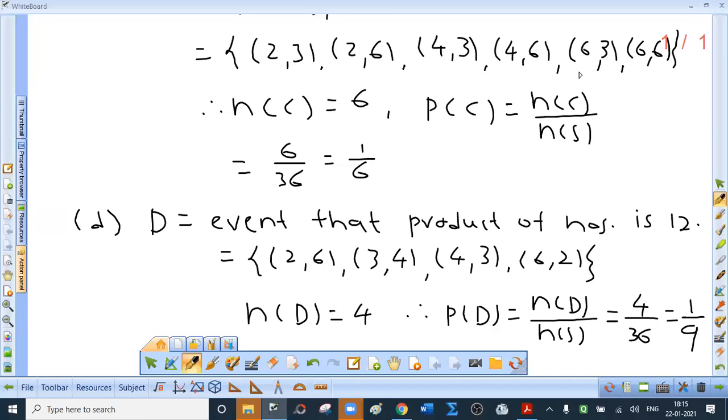D part, let D be the event that the product of the numbers is 12. So (1,12) is not possible. So (2,6), then (3,4), (5,12) by 5 is absurd. Right? So after that, (4,3), (6,2). So these 4 are in favor of the event. Probability is 4 by 36, that is 1 by 9.